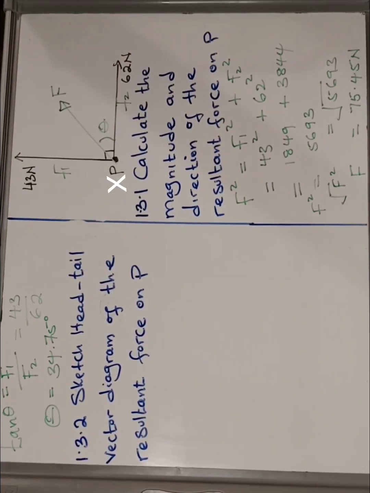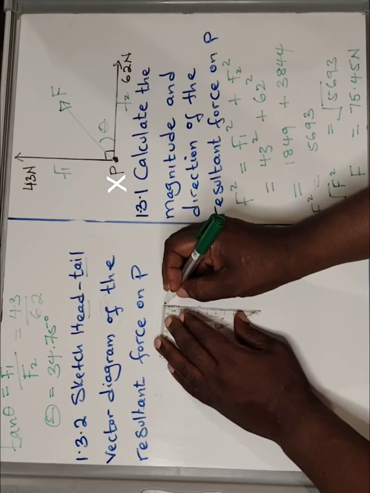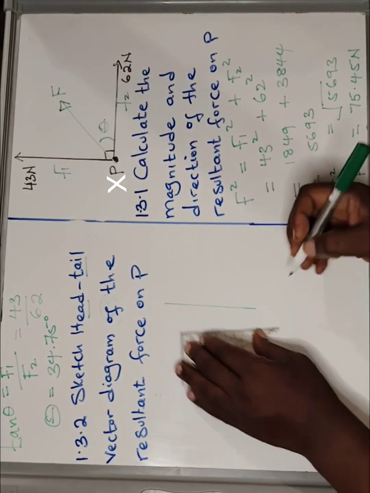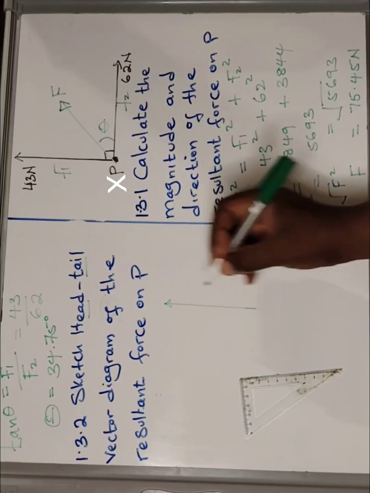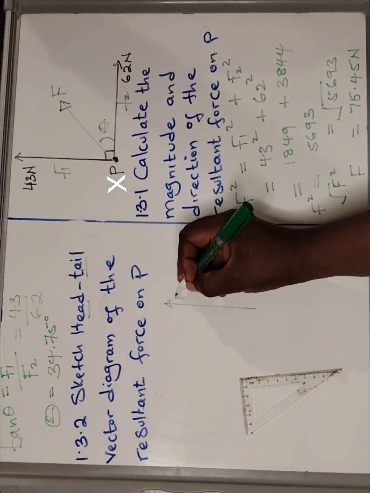Then comes this question. It says, sketch a head to tail vector diagram of the resultant force on P. How do we indicate this vector diagram? They want head to tail or tail to head. We can say this is our F1. Remember, a vector remains the same as long as it has the same magnitude and direction. So that is our F1.